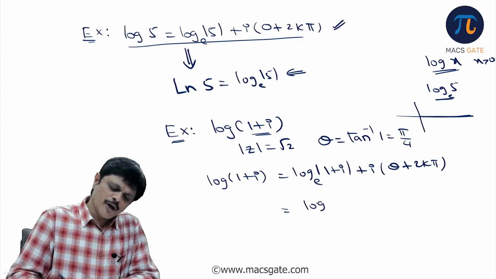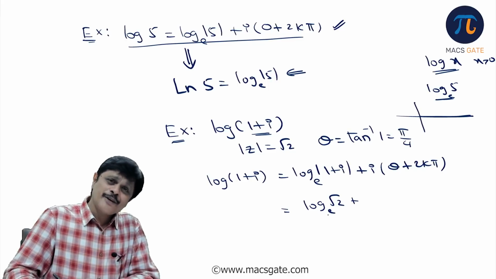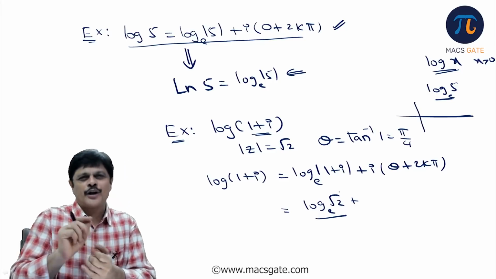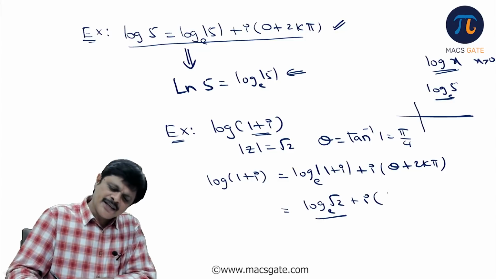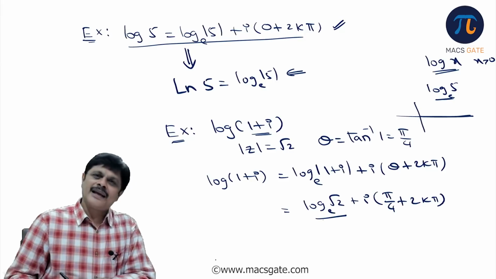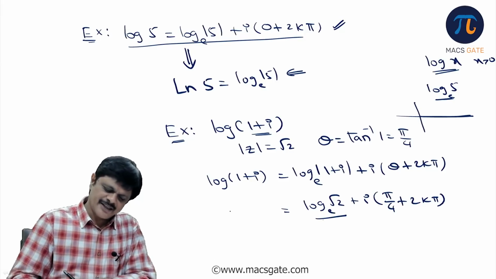So what is mod 1 plus i, sir? Log root 2 to the base e. See, this is actually your real value. You calculate log root 2 using a calculator. Now, that particular answer here: i times (pi by 4 plus 2k pi). Like that. So this is the answer, my dear friends.